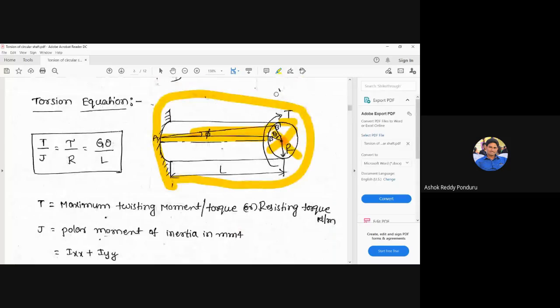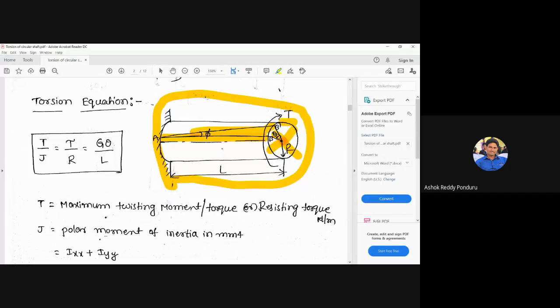Yes, we can look at this diagram. If you are not applying any torque on the shaft, then the lines, the planes are always parallel to the axis. That means I am considering AB as a plane. When it is subjected to some amount of torque, then B moves to B dash. That means there is some angle of twist.